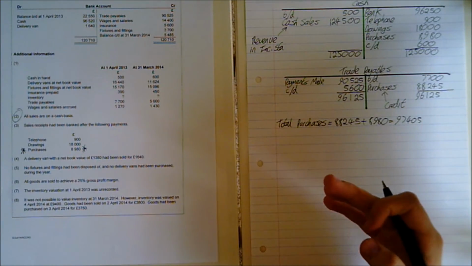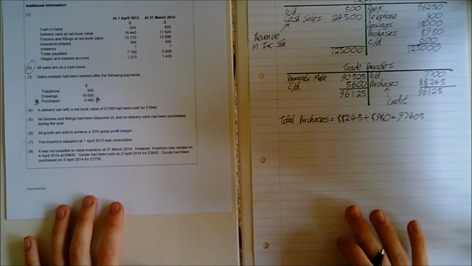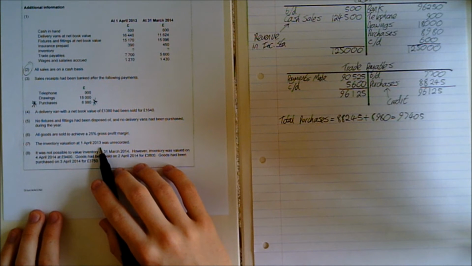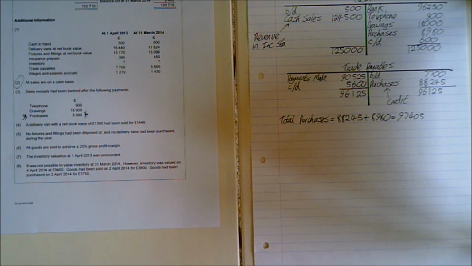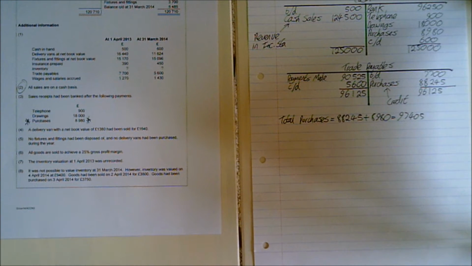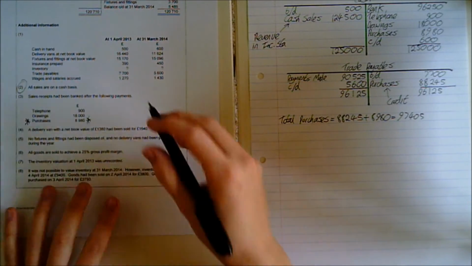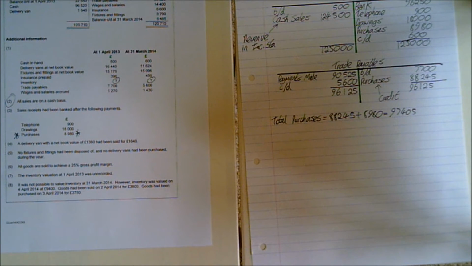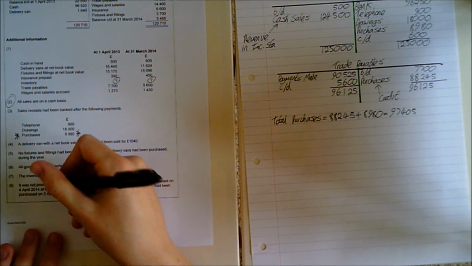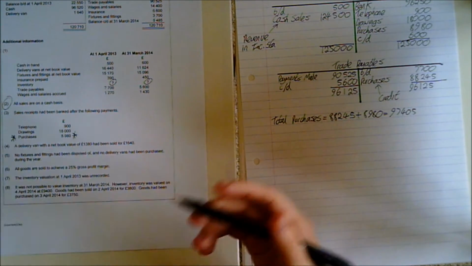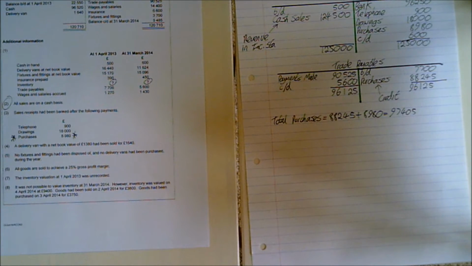So why don't we try and find the inventory now? So opening inventory, they haven't given it to us, sadly. The inventory at the 1st of April 2013 was not recorded, so we don't have an opening inventory. It was not possible to value inventory at the 31st of March 2014, so we don't have either. We don't have the opening inventory or the closing inventory, which is shown here. We have neither. However, inventory was valued at the 4th of April 2014, just a bit after the closing inventory date, where it was valued at 9,400. Goods have been sold on the 2nd of April 2014 for 3,800, and goods have been purchased for 3,750.